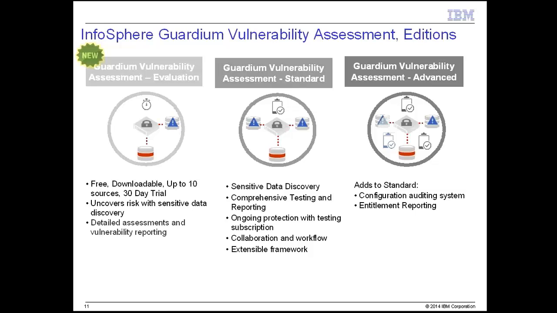Beyond that, we have an advanced edition, which adds to the capabilities of the standard the ability to look at files and things related to the database instances that are outside the database, and to monitor whether they're changing or being accessed. So it's an auditing system for files related to database security. And lastly, the ability to look at who has access to what is in our entitlement reporting system. So that's really the full scope of the capabilities of the product.